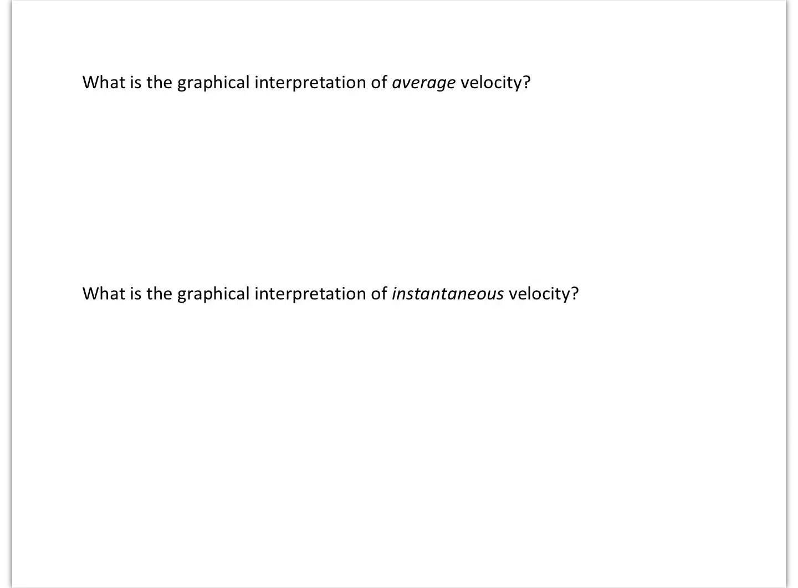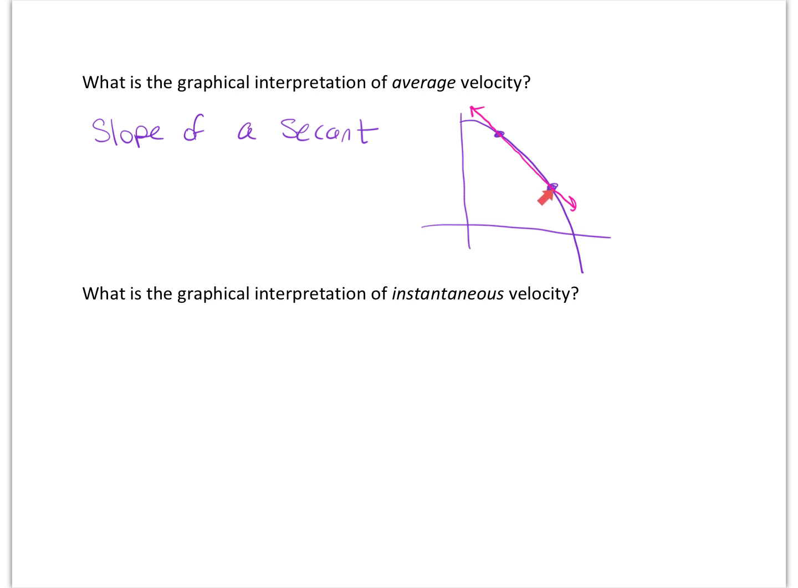So as we just saw, the graphical interpretation of average velocity is the slope of a secant line, right? Which is a line connecting 2 points on a curve. So in our example, we had this curve that looked like this, and we connected 2 points with a line, and the slope of that line was your average velocity. And then what is the graphical interpretation of instantaneous velocity? Well, graphically, we took this second point and we were moving it closer and closer and closer to the first point. And the moment that they merge, what you're actually looking at is the slope of a tangent line.